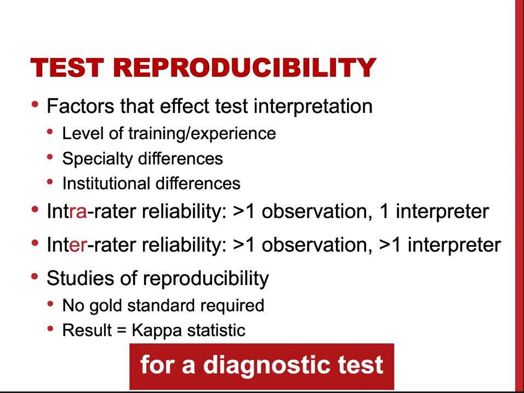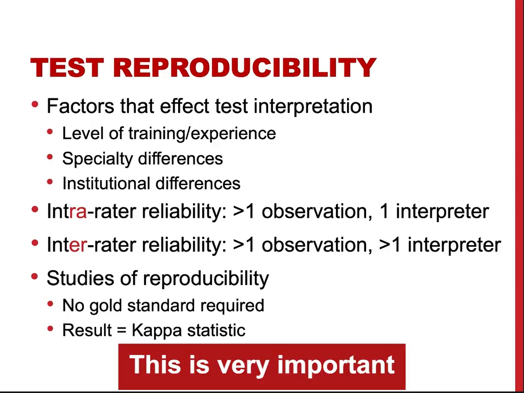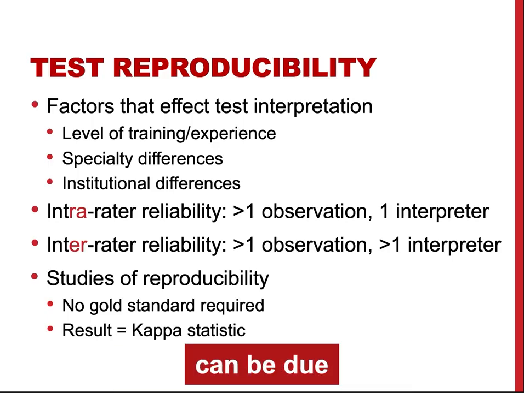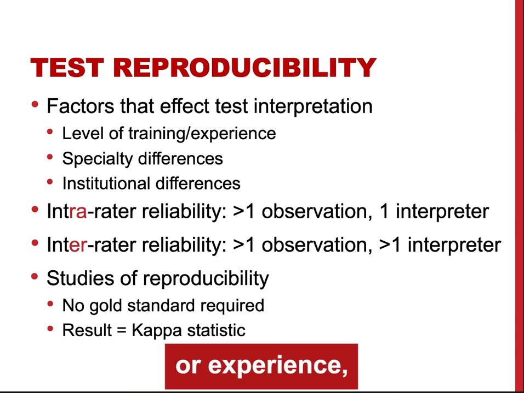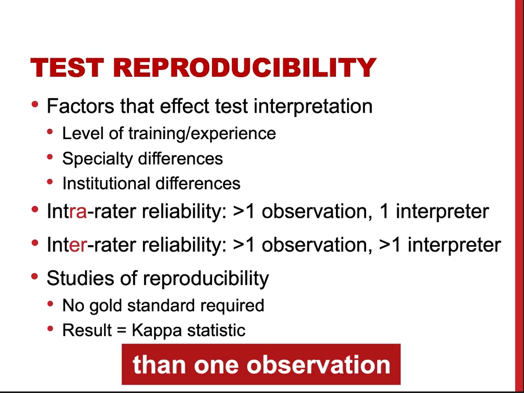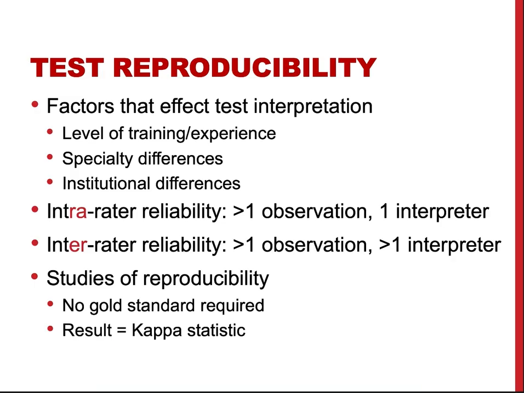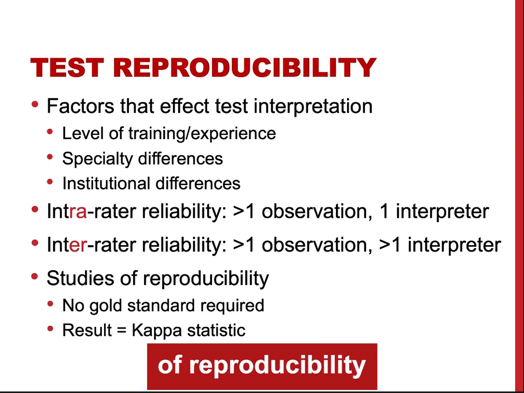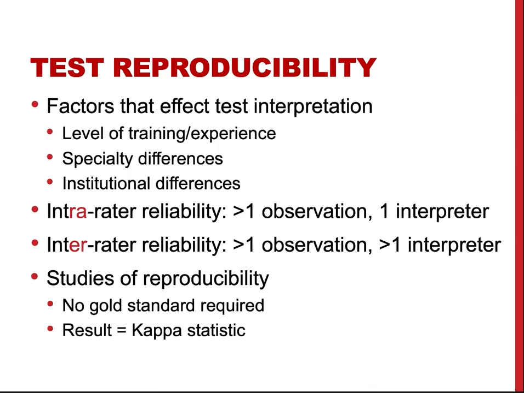Reproducibility for a diagnostic test refers to consistency in the interpretation of a diagnostic test. This is very important for subjective diagnostic tests. Lack of reproducibility can be due to level of training or experience, specialty differences, or institutional differences. Intra-rater reliability refers to more than one observation made by one interpreter. Inter-rater reliability refers to more than one observation made by more than one interpreter. Studies of reproducibility do not require a gold standard, and typically the results are a kappa statistic.